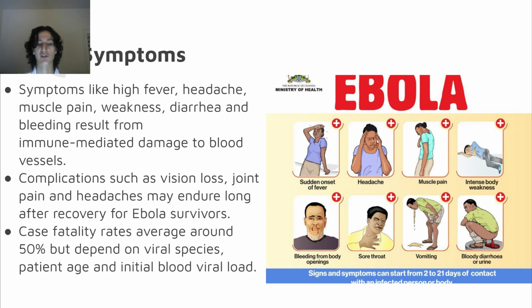Long-term complications like vision loss, headaches, and joint pain may persist after recovery from Ebola. The average case fatality rate is around 50%, but it depends on the viral species, ranging from 25 to 90% in mortality rate. Next, age and blood viral load also influence the chances of survival from Ebola.